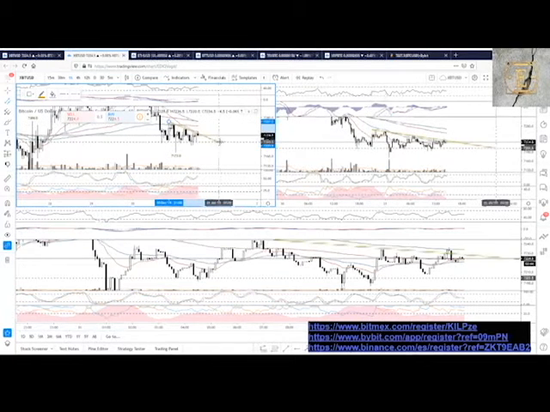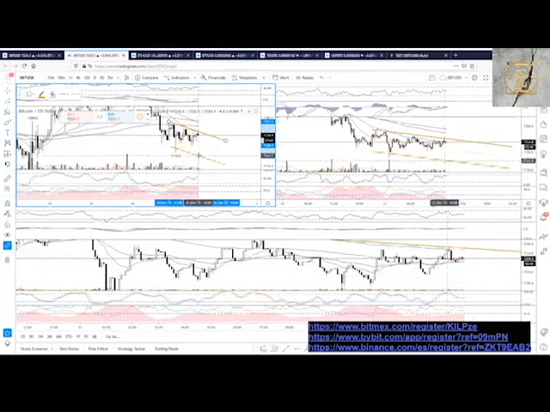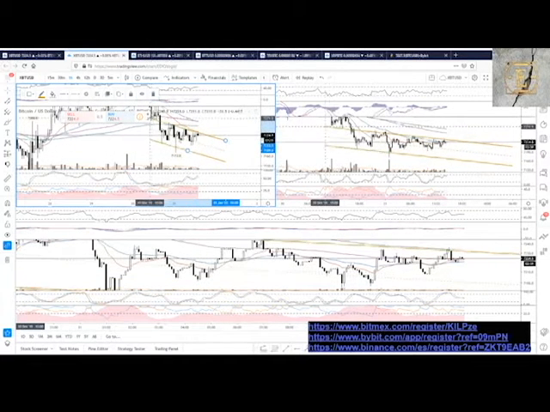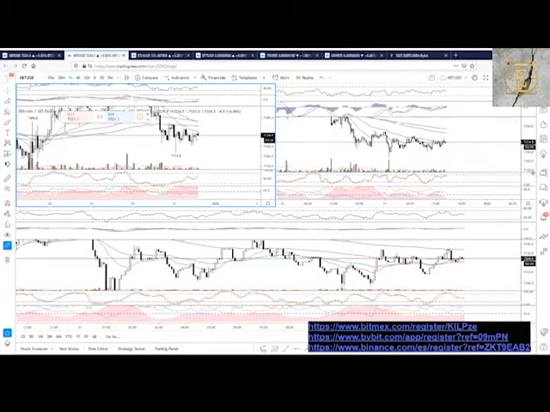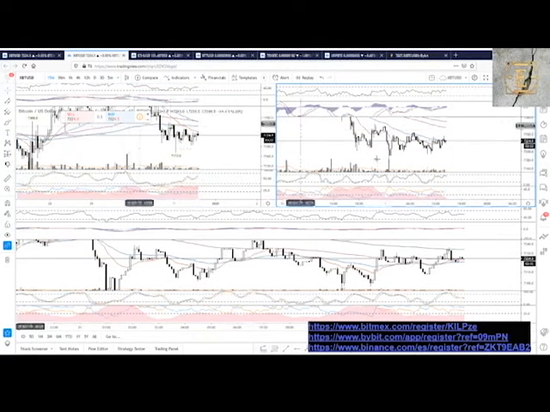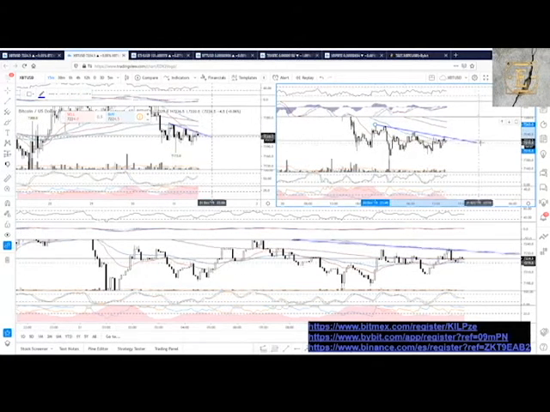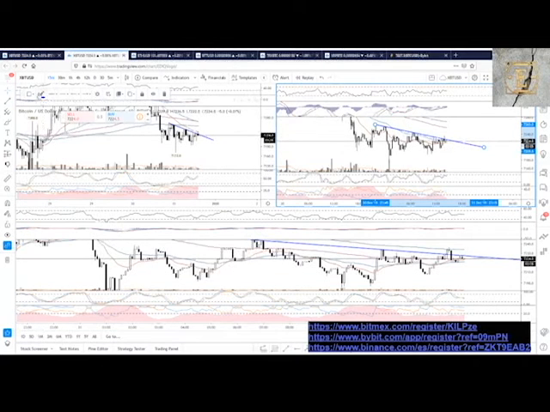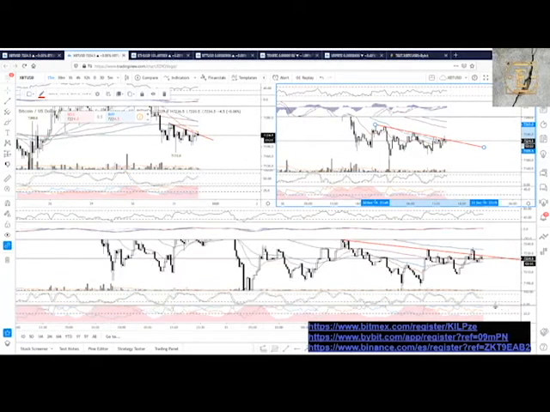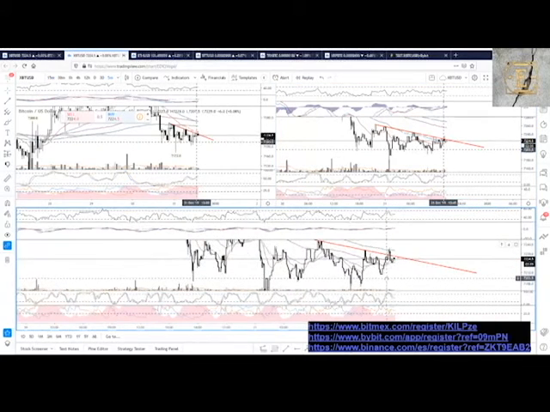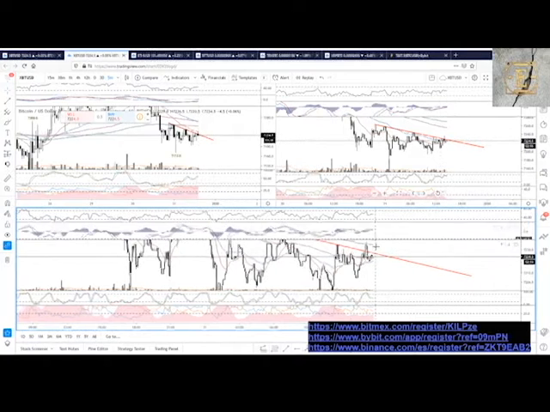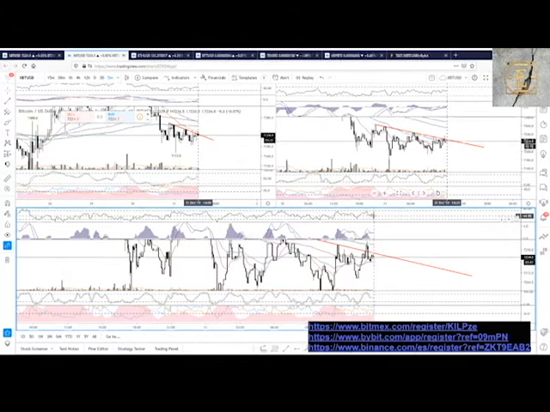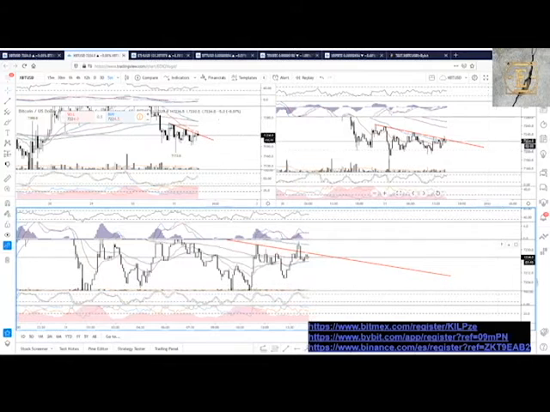So I think you can see a channel here. A little bit strange as a continuation, but more than enough. I mean, this is a rejection, clearly a rejection. Rejection here. For me it's enough to enter a short position.